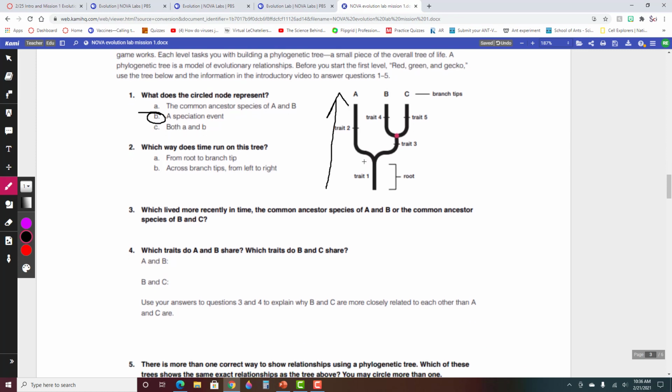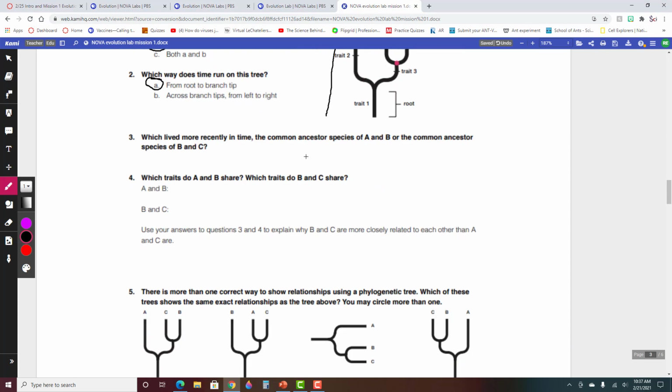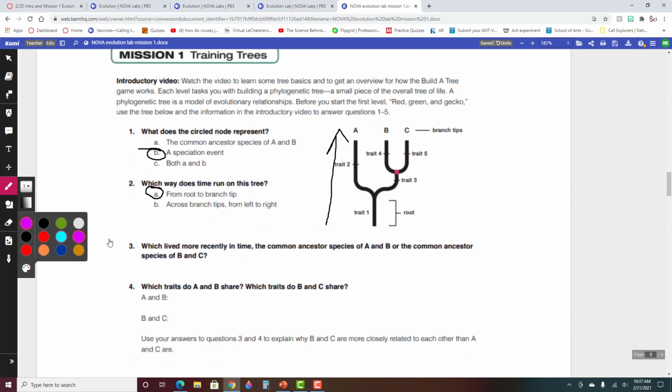Time runs up. Okay, so this is older on the bottom and newer on the top, and so it goes from root to branch tip. Which lived more recently in time, the common ancestor species of A and B, or the common ancestor species of B and C? Let me switch to a different color. So A and B's common ancestor would have been, like I said earlier, would be here. So this is the ancestor of A and B, and then B and C's ancestor was at the red dot here. So the one that is more recent is the one closest to the top of the tree, and so the one that lived more recently would be the ancestor species of B and C.